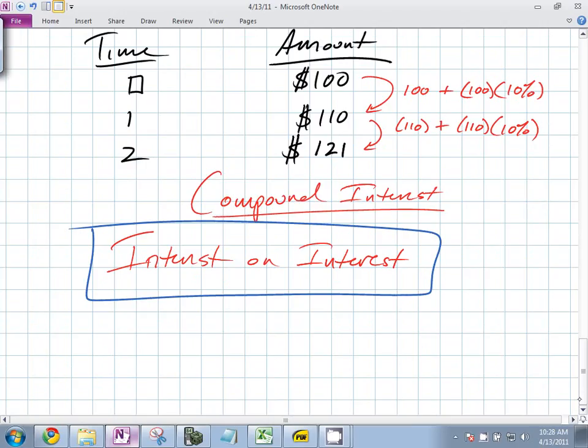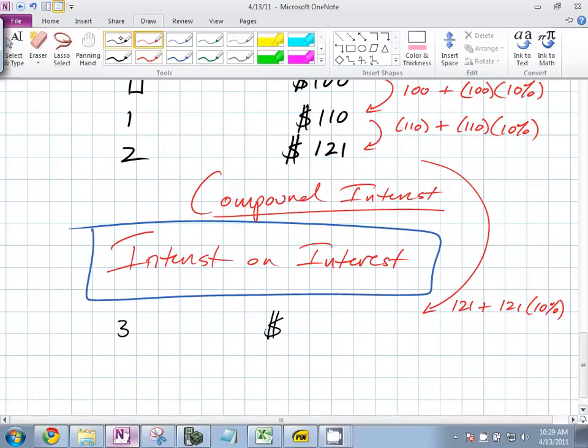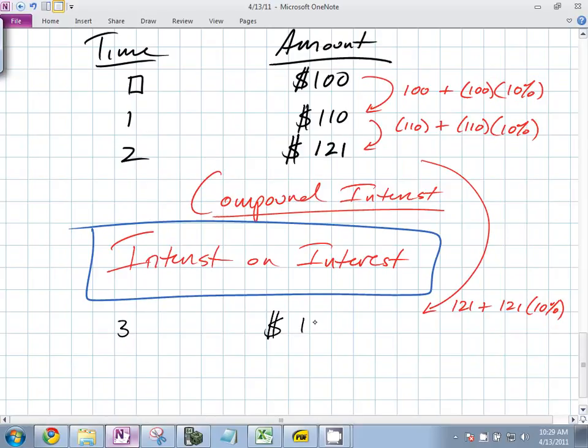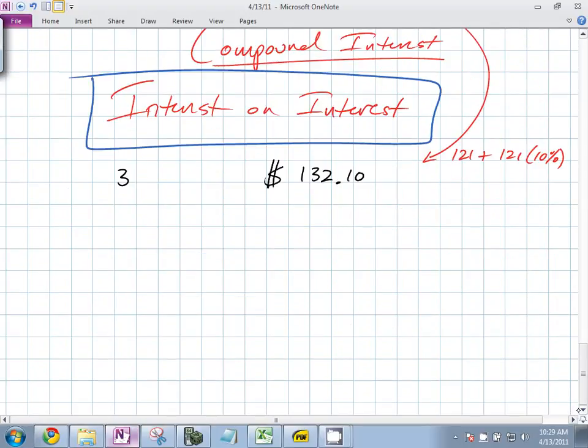Okay, so after 3 years, how much money would you have? How would you figure it out? You do 121 plus what? Times 10%, right? Anybody know what that is? Can you do that in your head? 132 point what? Yep, $132.10. Okay, so let's look at what we did here. After 1 year, we had $100, right? At the end of the year, we added $100 times what? 0.1, right? So this was the money after 1 year, correct?